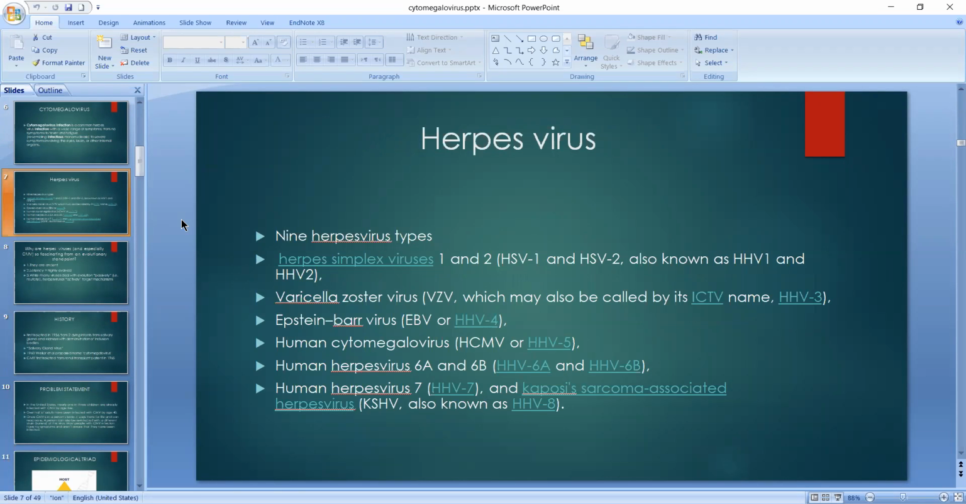Cytomegalovirus basically belongs to the herpes family. There are 9 types of herpes virus, which have different families. Herpes simplex virus 1 and 2, varicella zoster virus belongs to human herpes virus 3, Epstein-Barr virus, and human cytomegalovirus, which we discuss today, belongs to human herpes virus 5 family. And there are other families, human herpes virus 6A and 6B, and human herpes virus 7, which is also known as Kaposi sarcoma associated herpes virus, which is human herpes virus number 8.